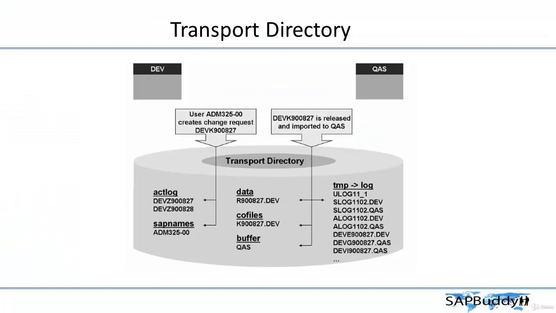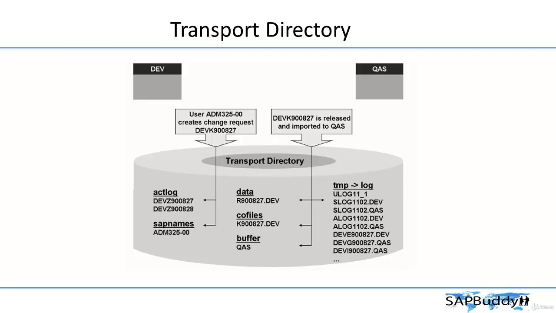Next one is the transport directory naming conventions, which we have also seen before. Briefly, what are the naming conventions? In general, because the transport control program, TP, runs on many different operating systems, restrictive naming conventions are required. That means specific naming conventions are required. Transport requests always have the following format.